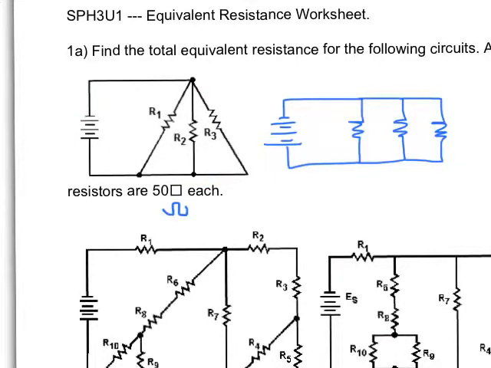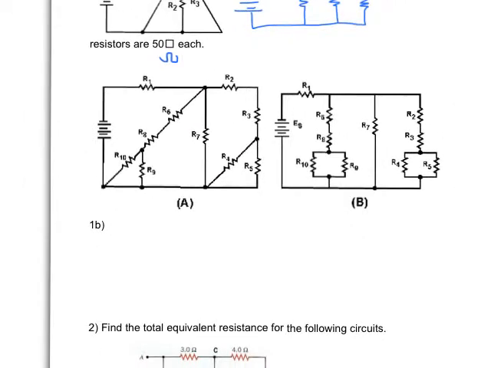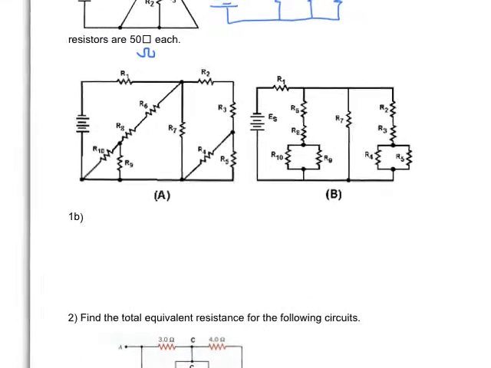And I'm sure you know what to do with this one. Easy, right? 1 over 50 plus 1 over 50 plus 1 over 50. And then you take the reciprocal. Check out 1B as well.